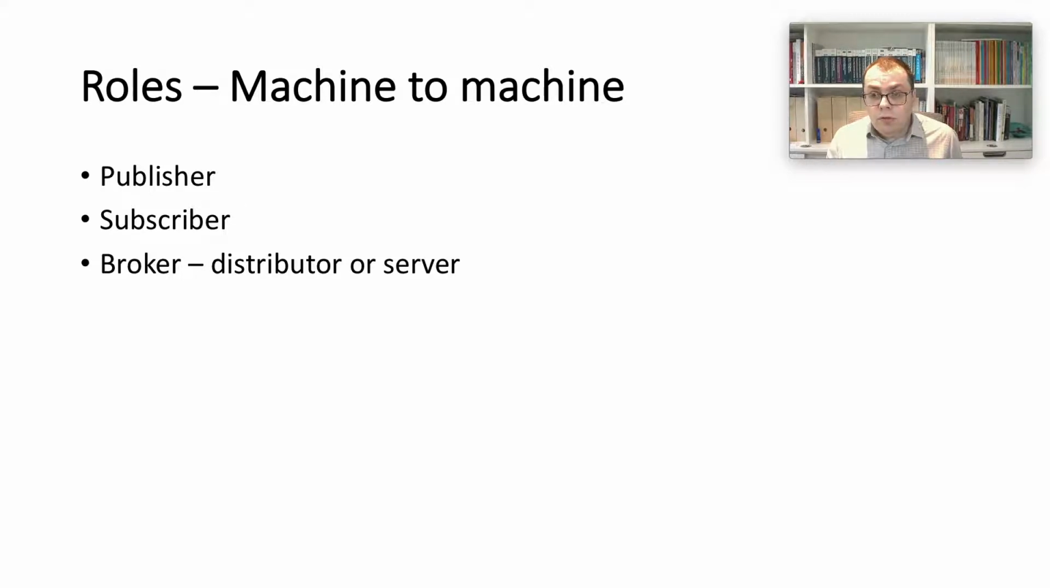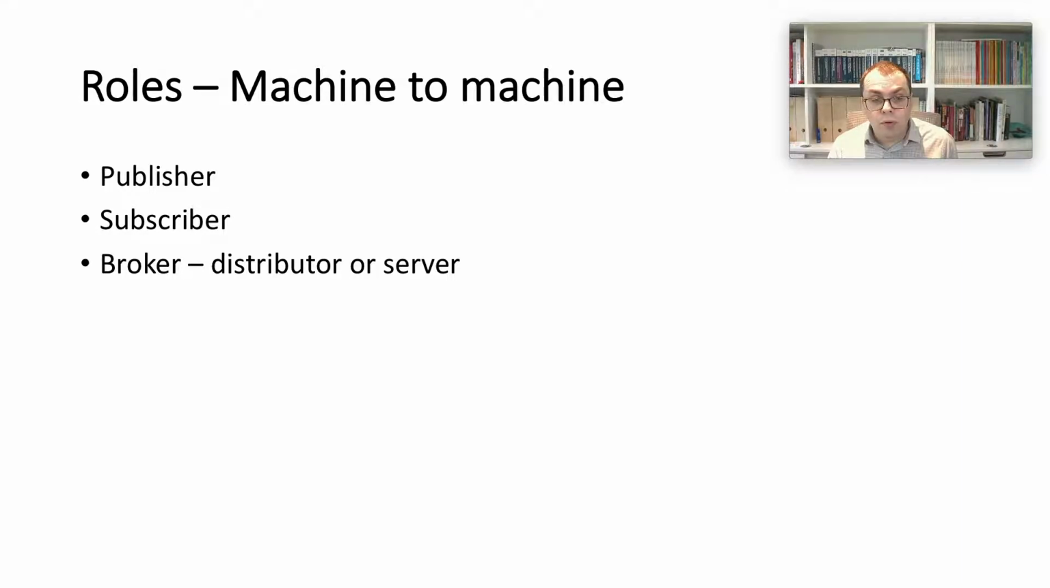So just to switch gear, the roles in MQTT. This is machine to machine, so we actually have three roles. We have a publisher, we have a subscriber, and we have the broker. The publisher is actually the sensor that is publishing the data. It's going to publish the data to the broker. The subscriber is just the system that is getting the data. There is a subscription mechanism, and I'm going to talk a little bit about that in the next slides. And we have the broker, and see the broker as the distributor or the server.